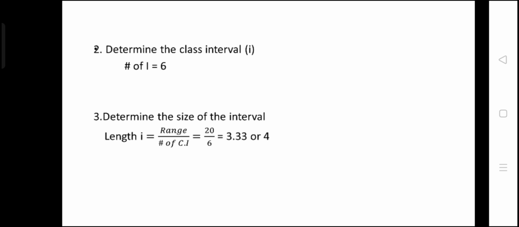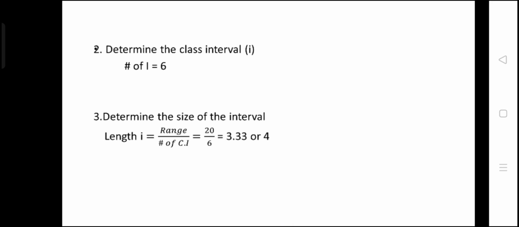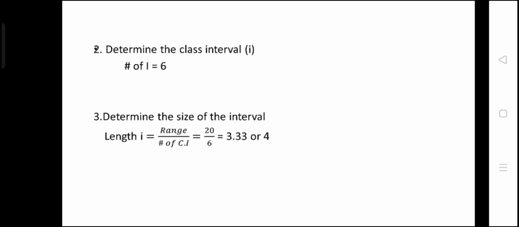So, determine the number of class intervals. Ngano 6 siya? Kay 30 man siya ang total. Kung 30 up, ang number of class intervals na gamiton kay 6. Kung below sa 30 ang total, imong gamiton kay 4 or 5. Okay? Third, determine the class interval.